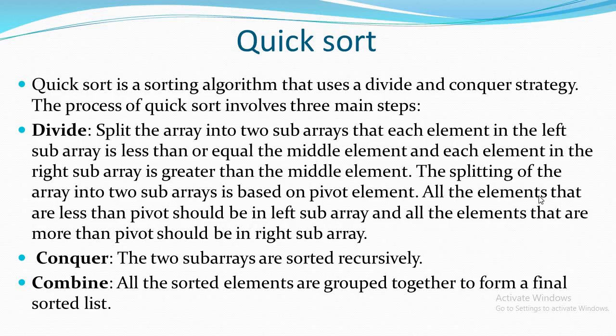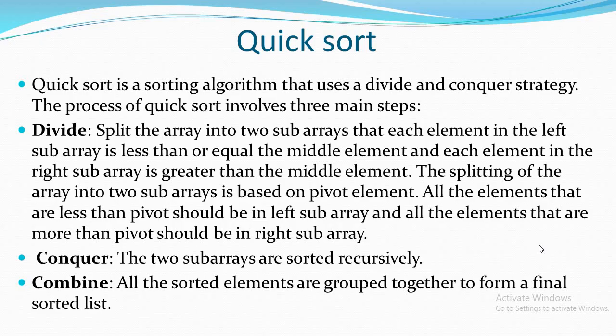First, it will divide. Divide means we are going to split the array into subarrays such that each element in the left subarray is less than or equal to the middle element, and each element in the right subarray is greater than the middle element. The splitting of the array into two subarrays is based on the pivot element. We are going to choose the pivot element in Quicksort. All the elements that are less than the pivot element should be in the left subarray, and all the elements that are more than the pivot element should be in the right subarray.